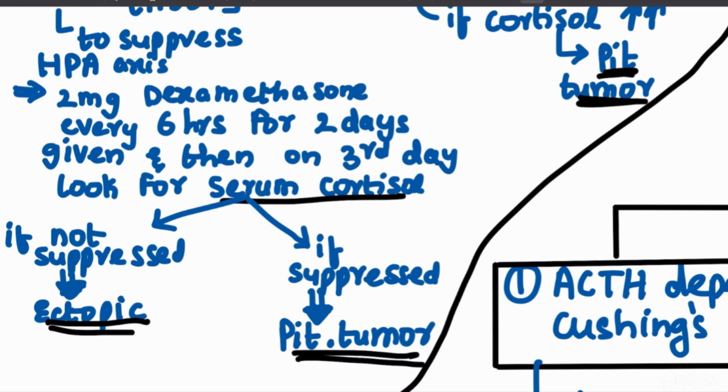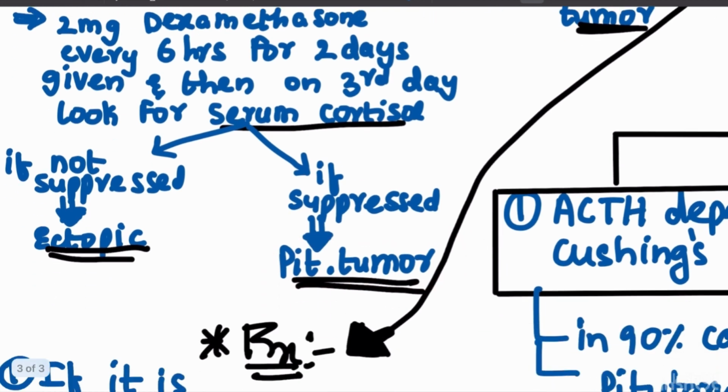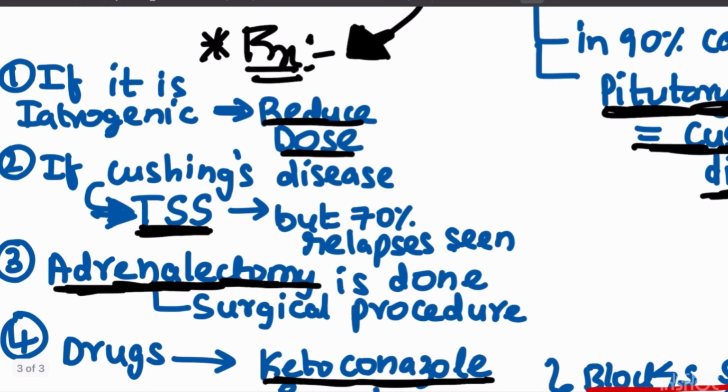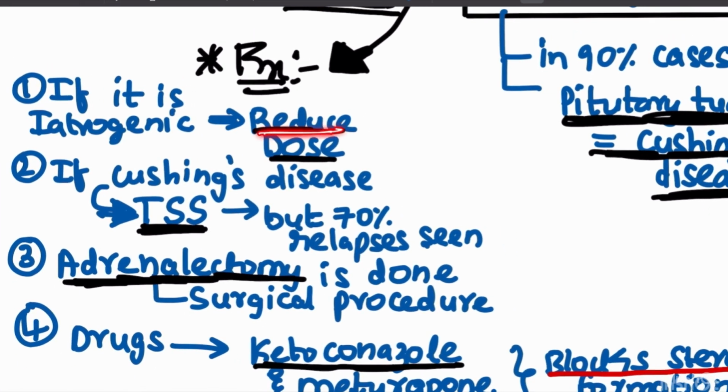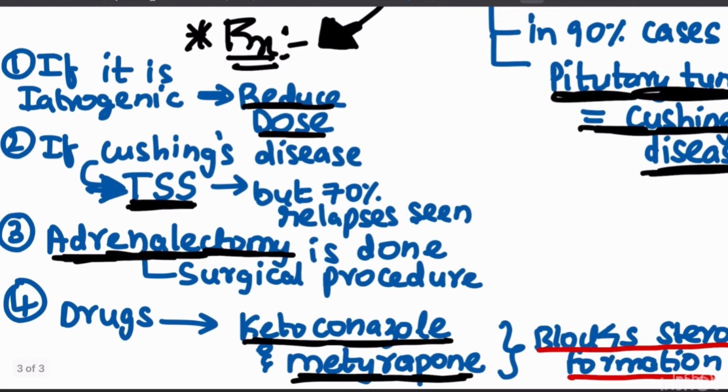If it is not suppressed, that means it is due to ectopic reason. If it is suppressed, it is due to pituitary tumor. Let's come to treatment part. If it is iatrogenic, reduce the dose. If it is due to Cushing's disease, transsphenoidal surgery is done, but 70% relapses are seen.